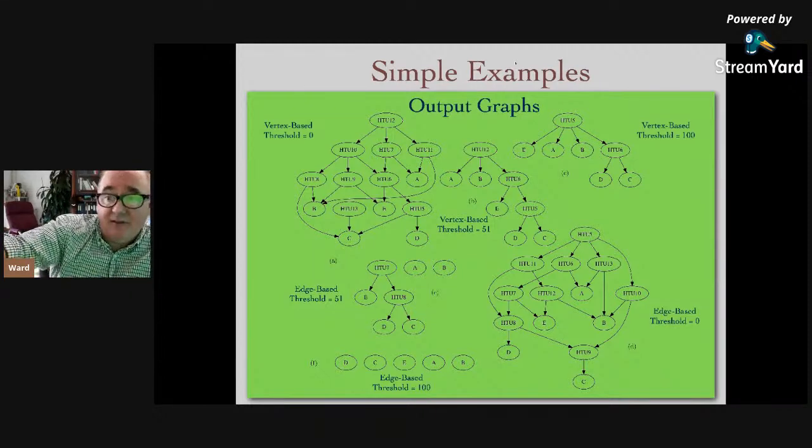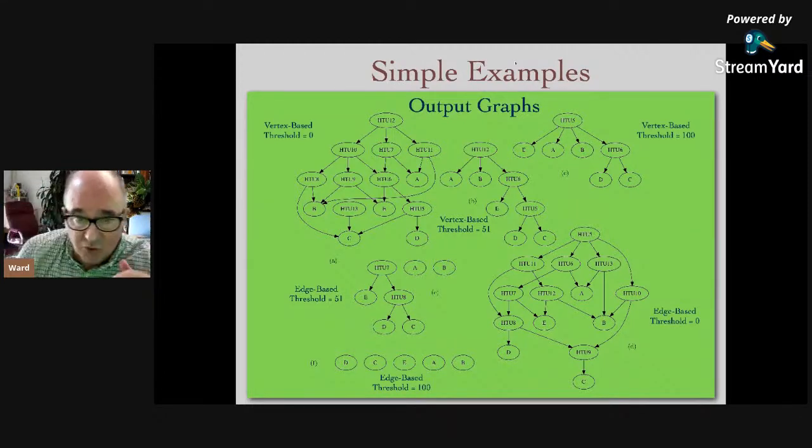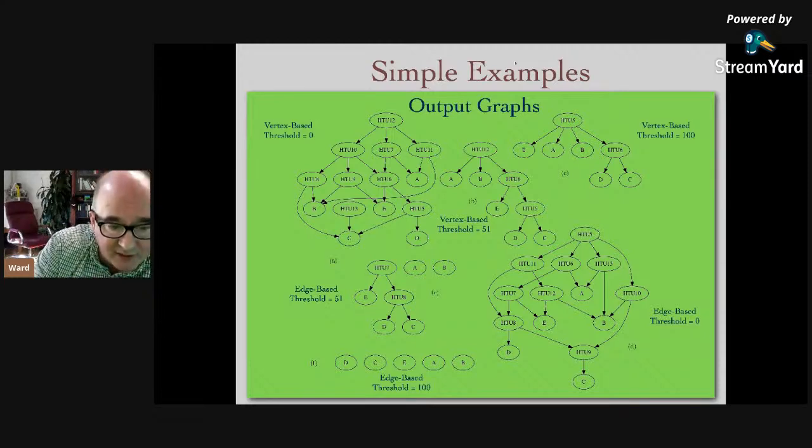We make the vertex-based threshold 100 on the top right, and we get what's basically a strict consensus of the inputs. It is in fact a strict consensus of the inputs. It's a strict consensus supertree. Now we look at the edge-based methods.